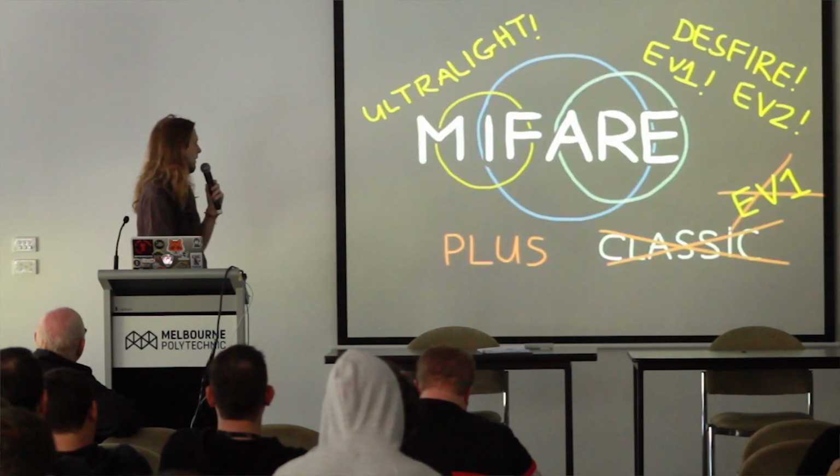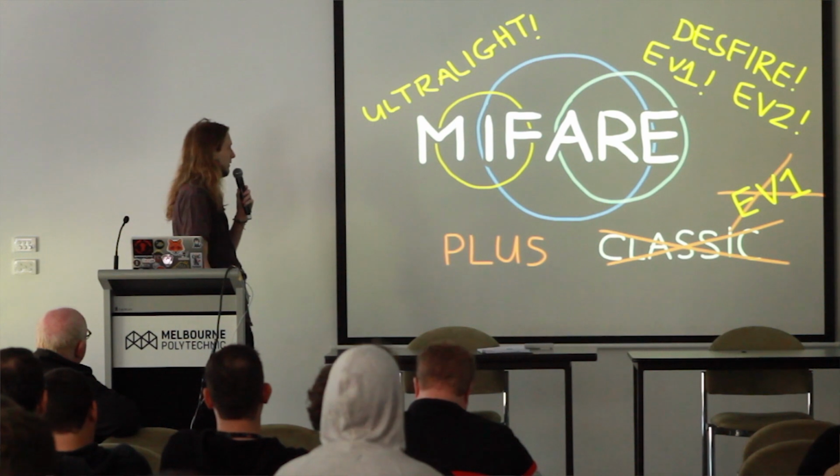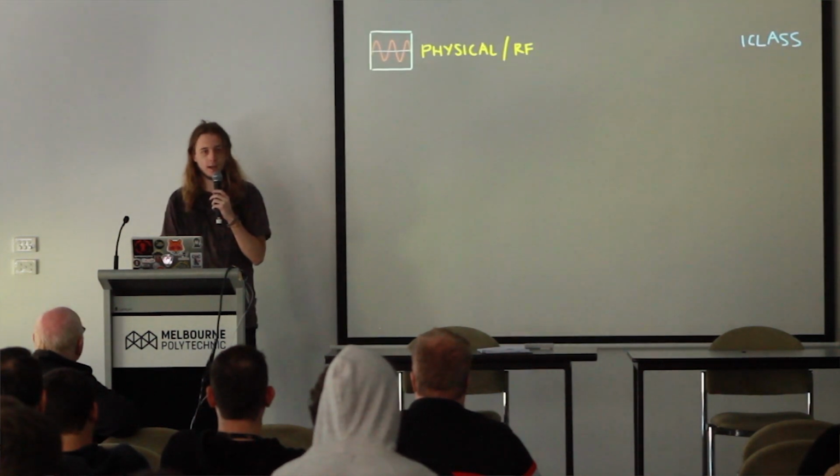And then there's all these other variants: Mifare Ultralight, Desfire, and EV1 and EV2, which I'm not going to talk about, thankfully. Don't worry, Dan. Okay, the last kind of card I'm going to talk about here is called HID iClass.